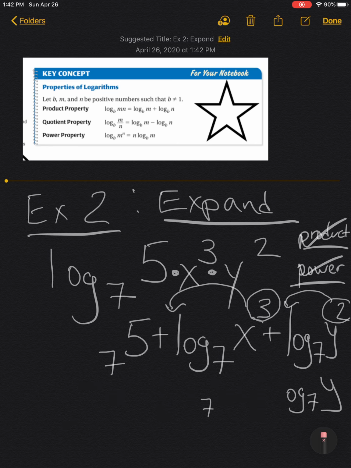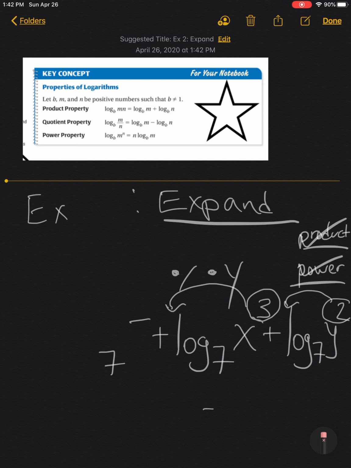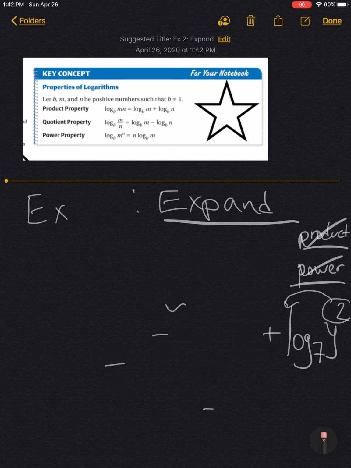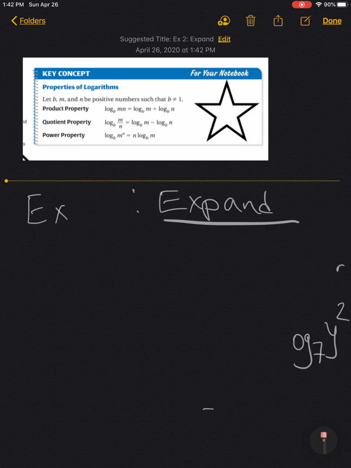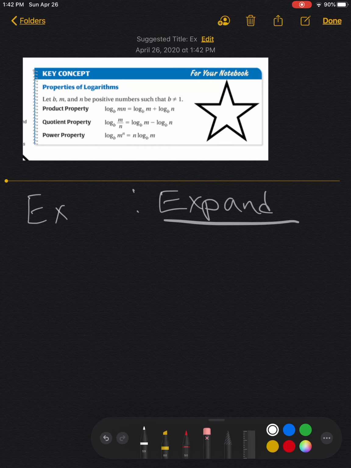All right, last property, let's make sure we know how to apply all 3 properties. I haven't done one with a quotient. So let me now do one with a quotient. So how do you know when you're using quotient? You will see a fraction.